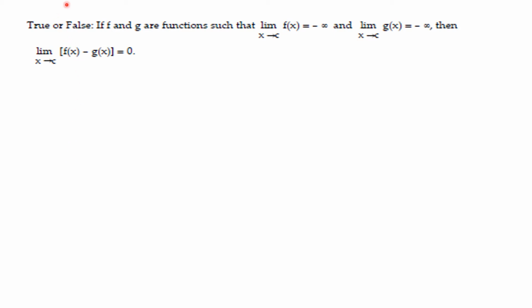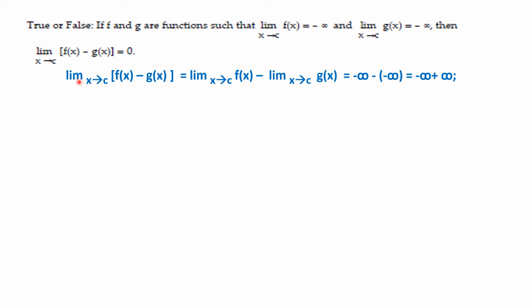True or false? If f and g are functions such that limit as x approaches c of f of x equals negative infinity and limit as x approaches c of g of x equals negative infinity, then limit as x goes to c of the difference between the two functions equals 0.